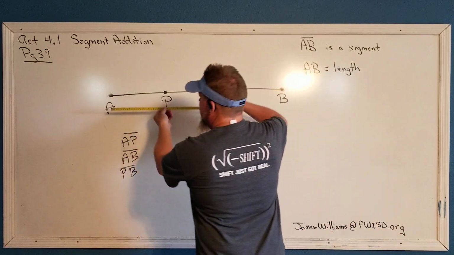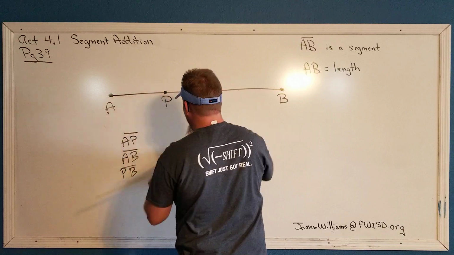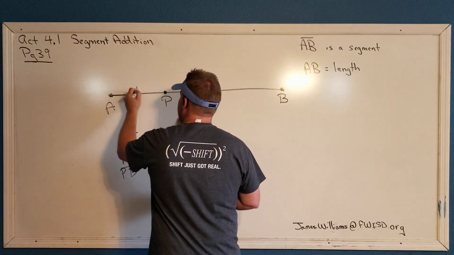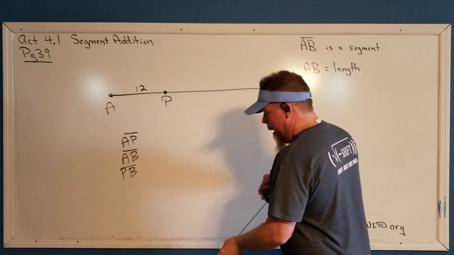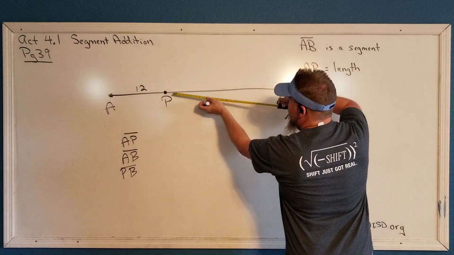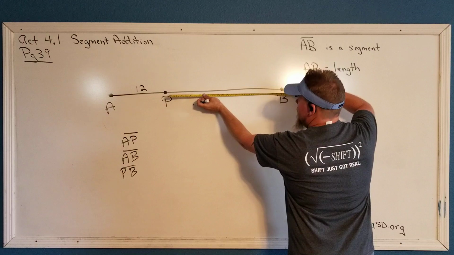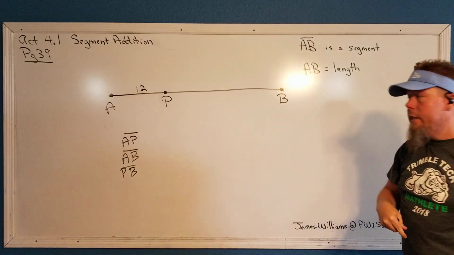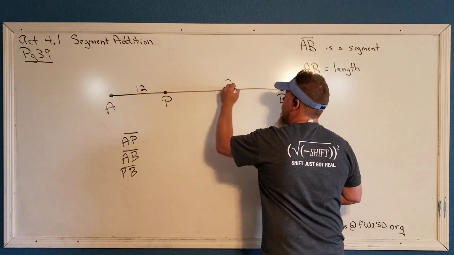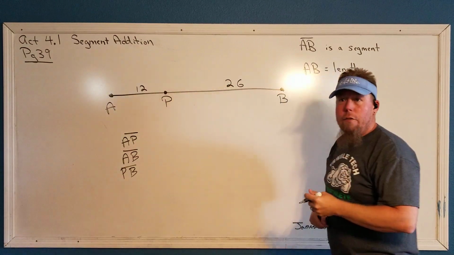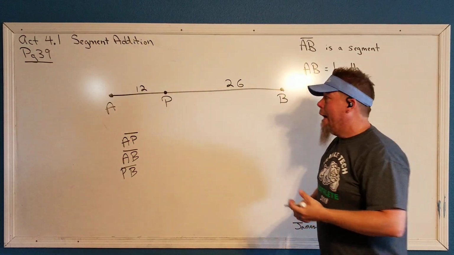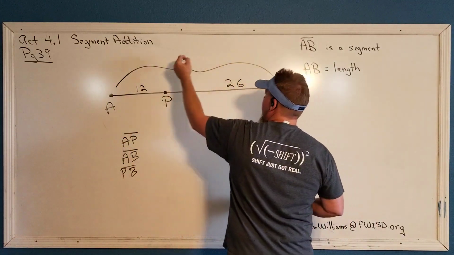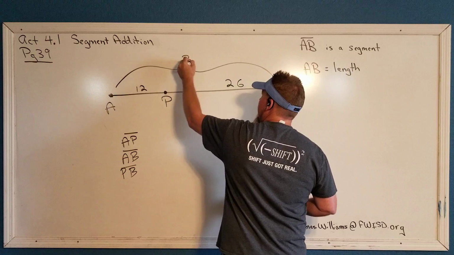So I'm going to measure AP. AP is about 1 foot. So 12 inches, yeah, 12 inches is a foot. So I'm going to say this length is 12. Now, I'm going to measure this length over here. So P to B looks like about 26 inches. So P to B is 26 inches. Okay? And so if I wanted to know the whole thing, I would simply add those two together to get the whole length: 12 plus 26 is 38.